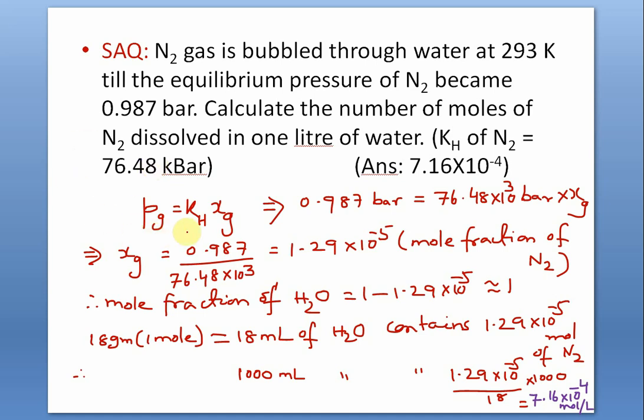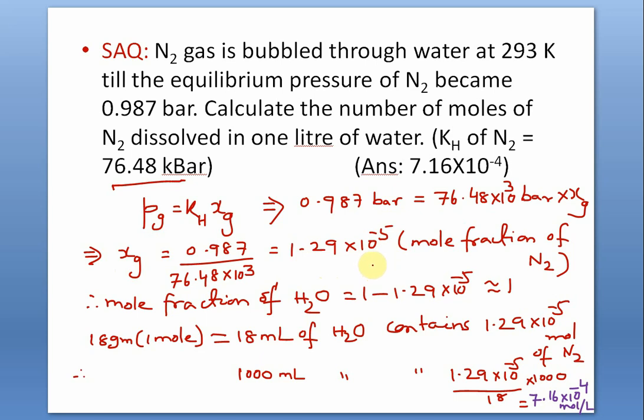Now use this Henry law, Pg is equal to KH into Xg, where the equilibrium pressure is 0.987, is equal to KH, which is given as 76.48 kilobar. You convert kilo to 10 to the power 3 bar, because the units have to be uniform. Here it is bar, here it cannot be kilobar, it has to be bar. So 10 to the power 3 into mole fraction of the gas. So I got the mole fraction Xg as 1.29 into 10 to the power minus 5. That is the mole fraction of nitrogen gas in water.